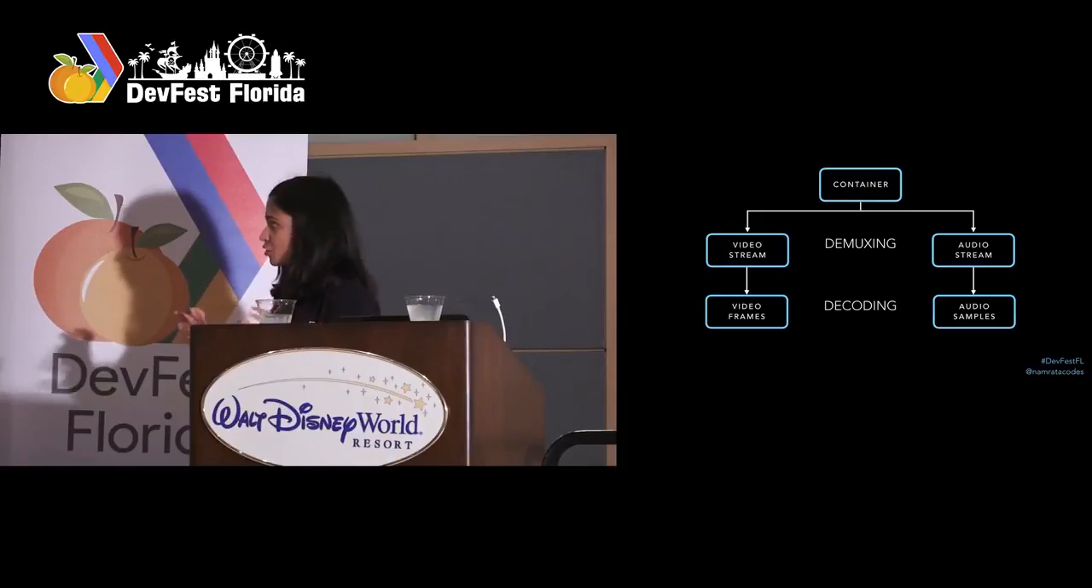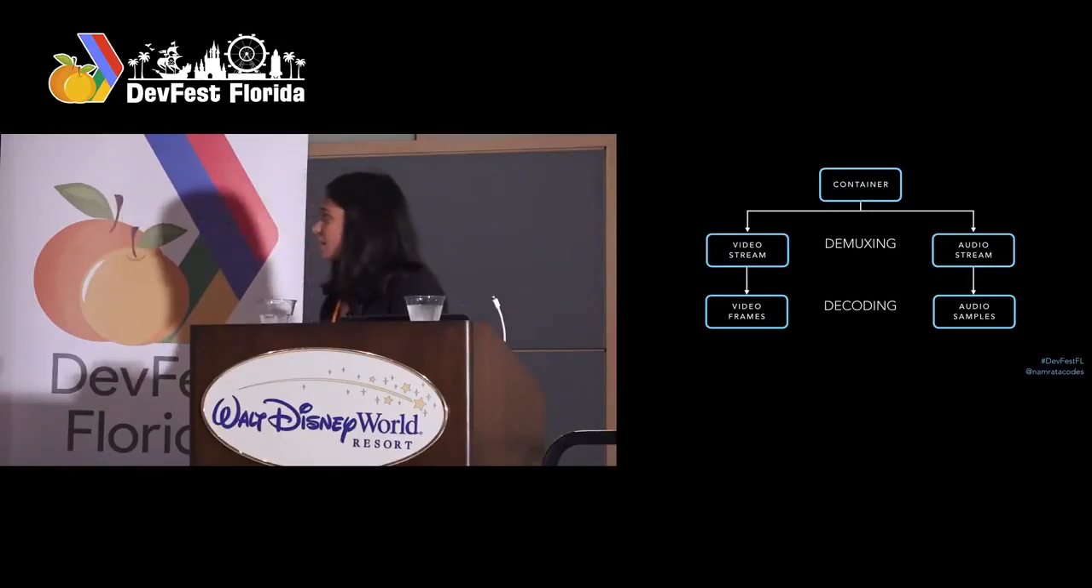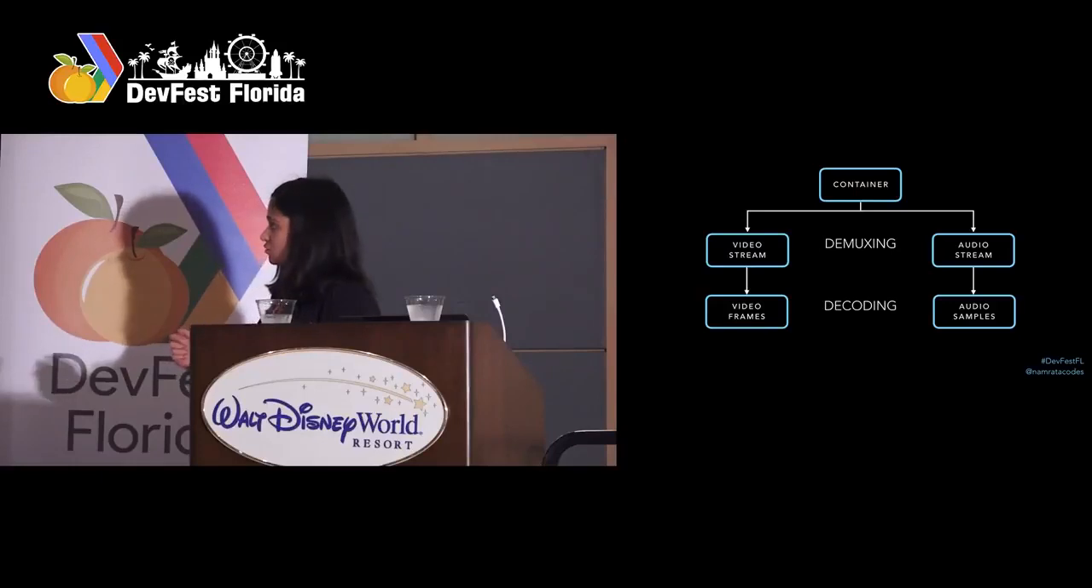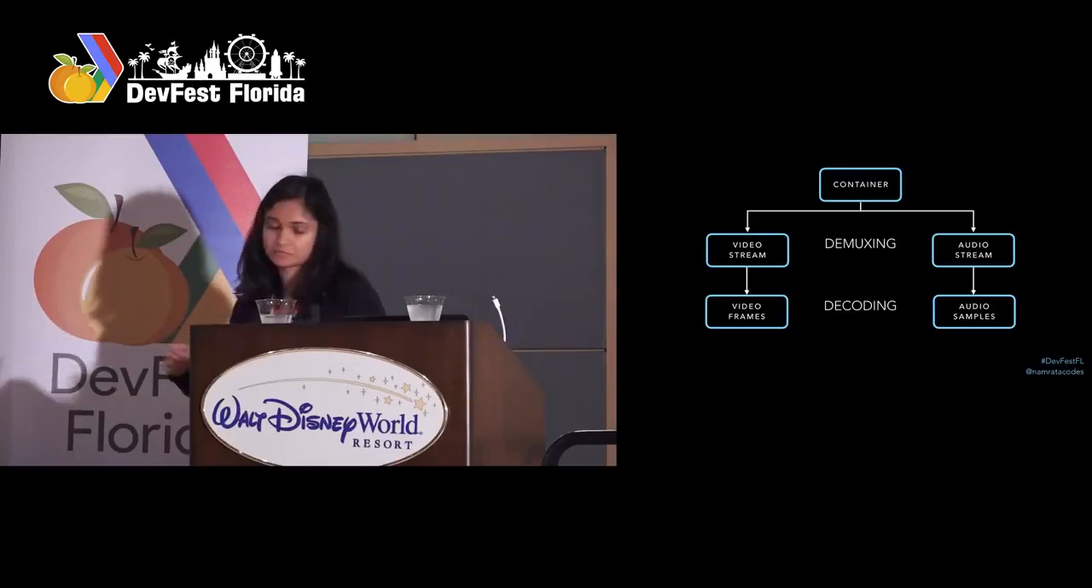Both these streams are encoded, and some of the popular encoding formats used in videos today are H.264 and VPX, which was introduced by Google. So if you wanted to operate on the raw data, you would have to decode these streams. The video stream is decoded into video frames, and the audio stream gets decoded into samples.